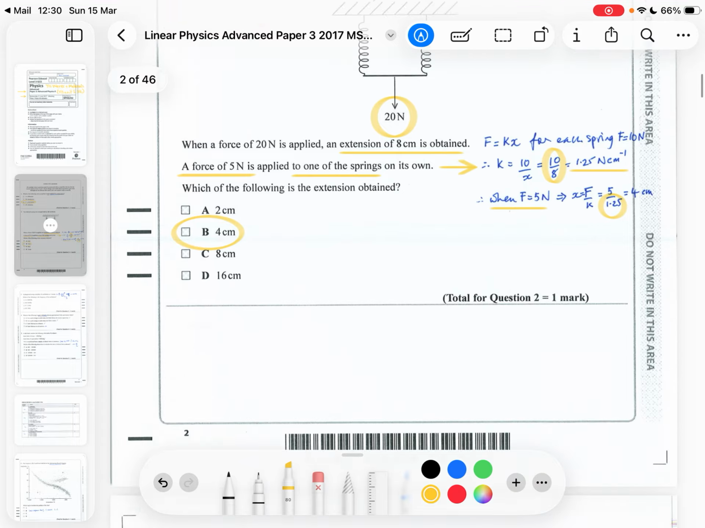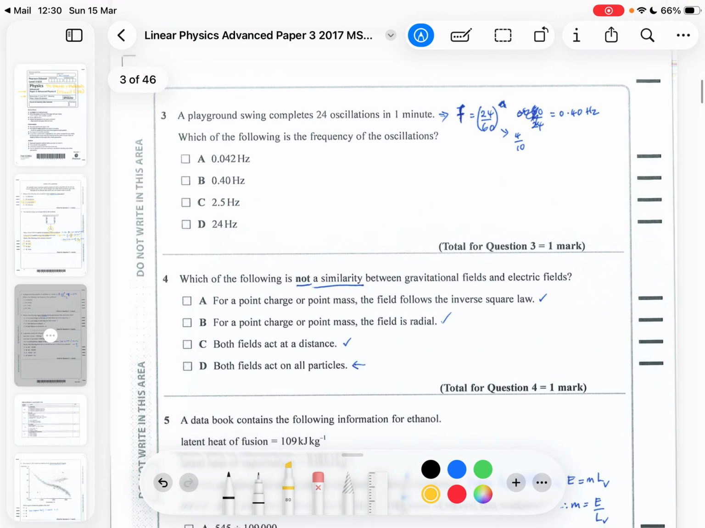Okay. Question 3. A swing completes 24 oscillations in 1 minute. So the frequency is 24 over 60, which is 4 over 10. So that's going to give you B as the answer.